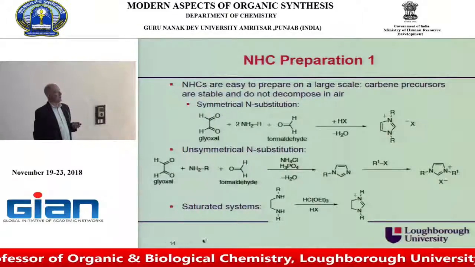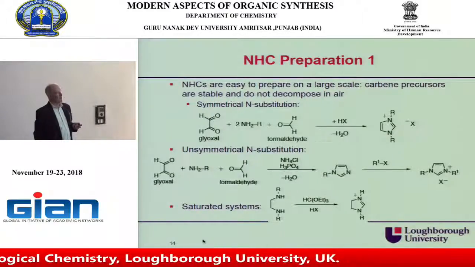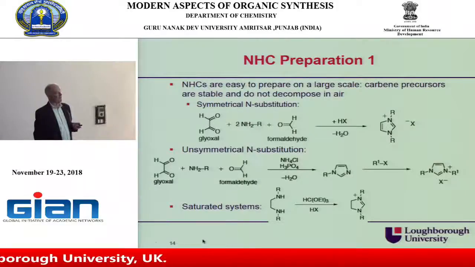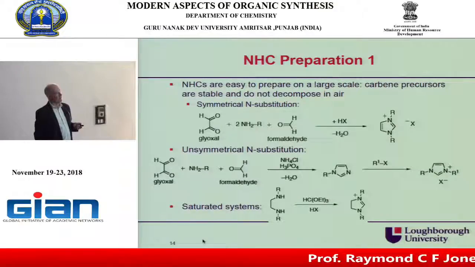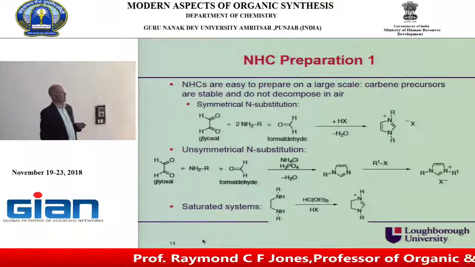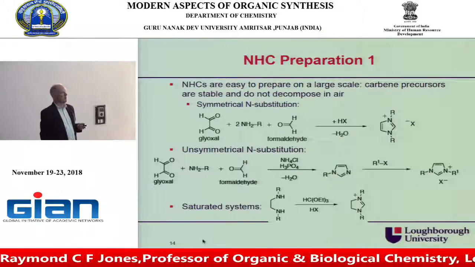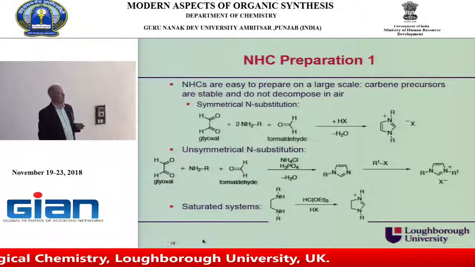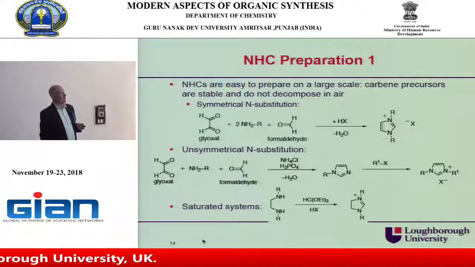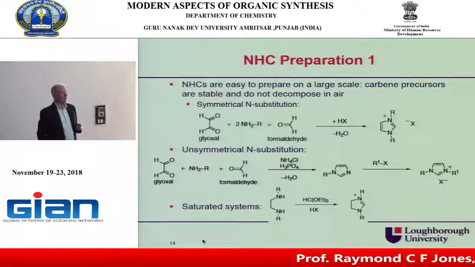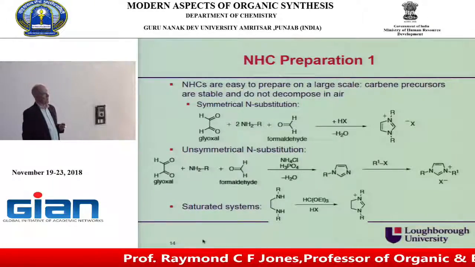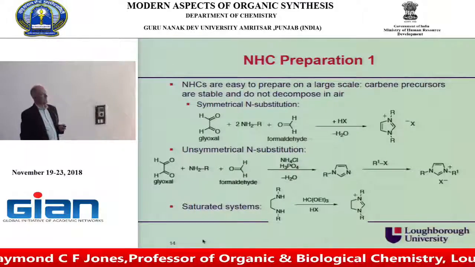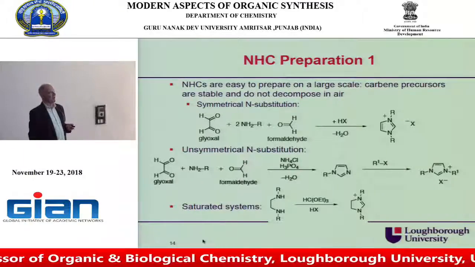The precursors of them are stable and don't decompose in air. So here's one. If you want symmetrical nitrogen substitution, you might take this aldehyde, glyoxal, a 1,2-dialdehyde, and treat it with two equivalents of a primary amine and formaldehyde. You'd get imines formed with the two carbonyl groups, and then reactions of the nitrogens of the imine with formaldehyde will give you this cyclic, in this case, imidazolium salt. And that's going to be a precursor to the N-heterocyclic carbene.